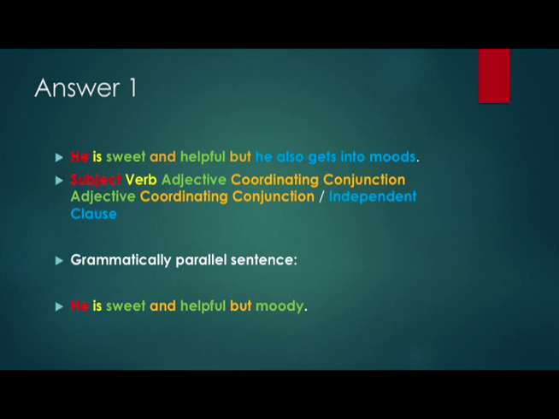So the key here is that we start out with a subject, a verb, and then have adjective, coordinating conjunction, adjective, coordinating conjunction, so that independent clause at the end here, in order to become part of a parallel structure, has to be turned into an adjective that will then be parallel to helpful and to sweet. So the grammatically parallel sentence here would be, "He is sweet and helpful, but moody." Okay, so that's what makes this parallel.